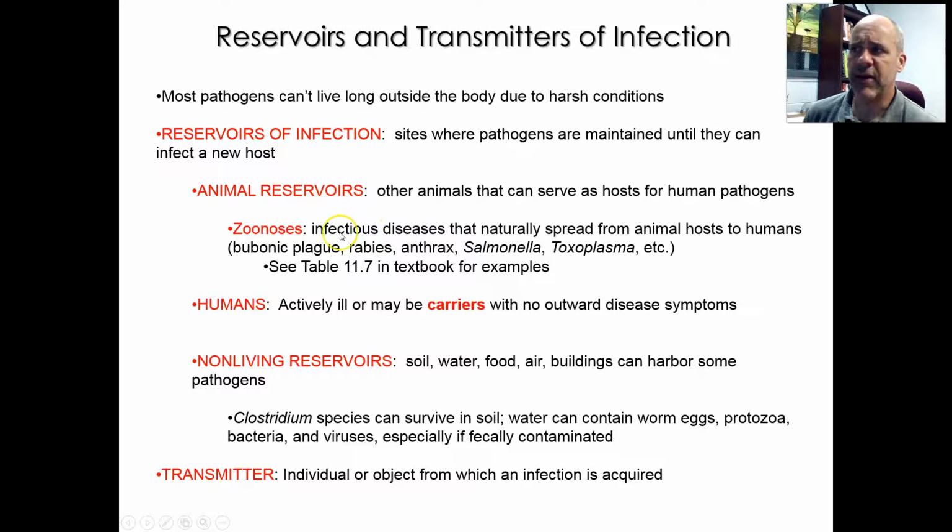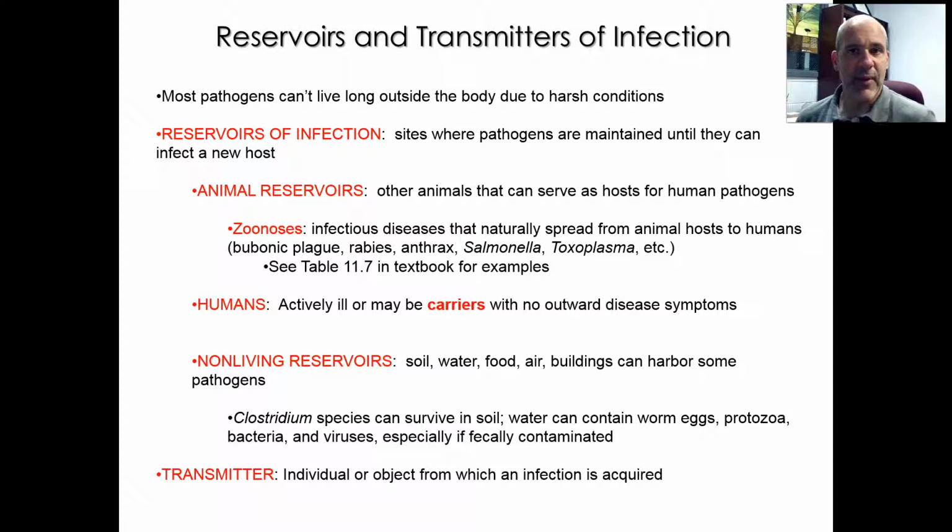So any infectious disease that can naturally spread from an animal host to a human host is called a zoonosis, S-I-S; zoonoses with an E is plural. And there are a number of these. So bubonic plague, for example, rabies, anthrax can be hosted by more than one type of animal other than humans. Salmonella bacteria, you're supposed to be careful about salmonella in chicken meat and eggs and so forth.